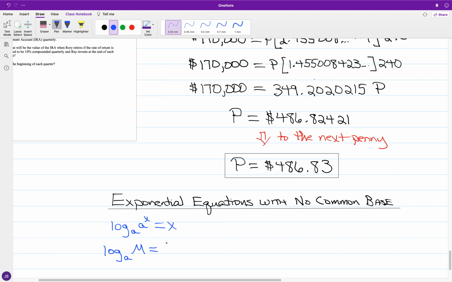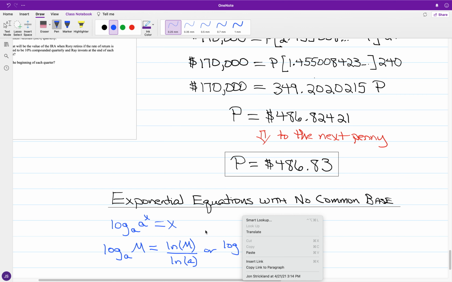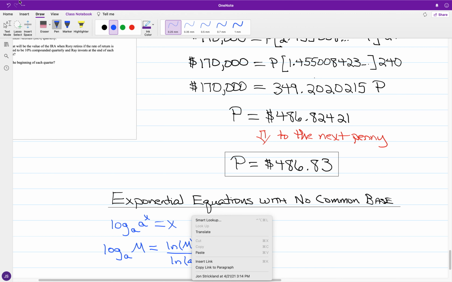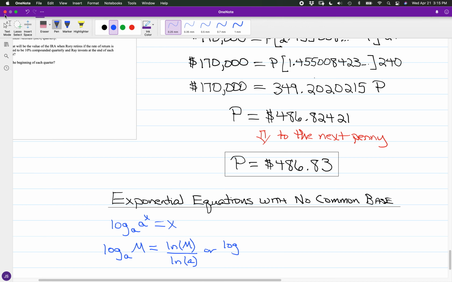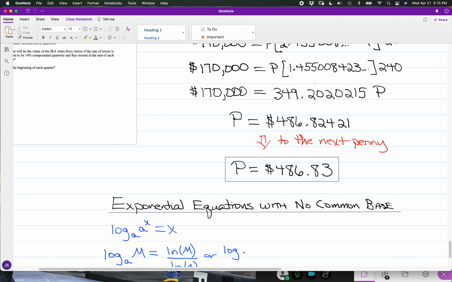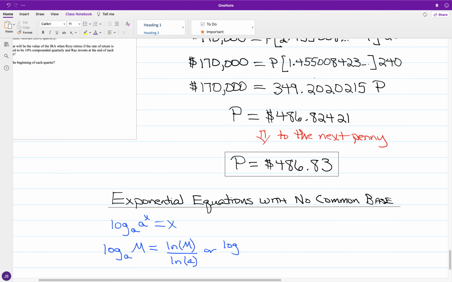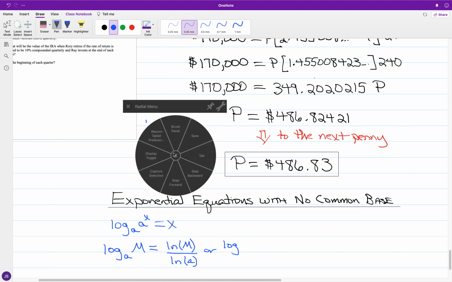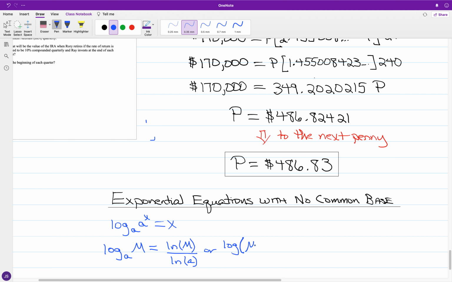Again, you have either the natural logarithm of m over the natural logarithm of a, or you can use the base 10 logarithms. Okay, and so just looking at what we have here, you have the base 10 logarithm of m over that of a. So in this item, you have the base 10 logarithm of m over the base 10 logarithm of a.